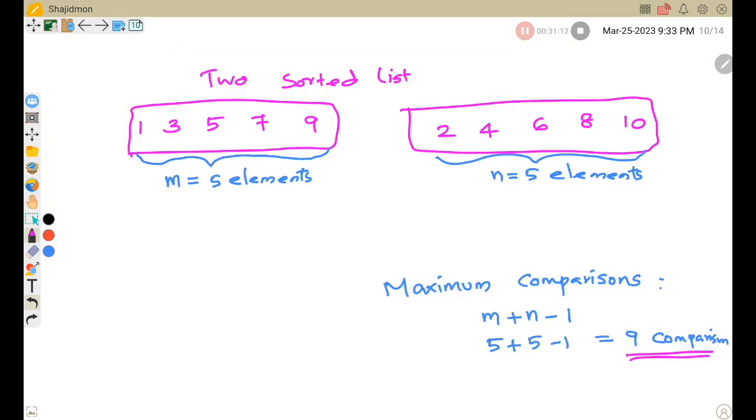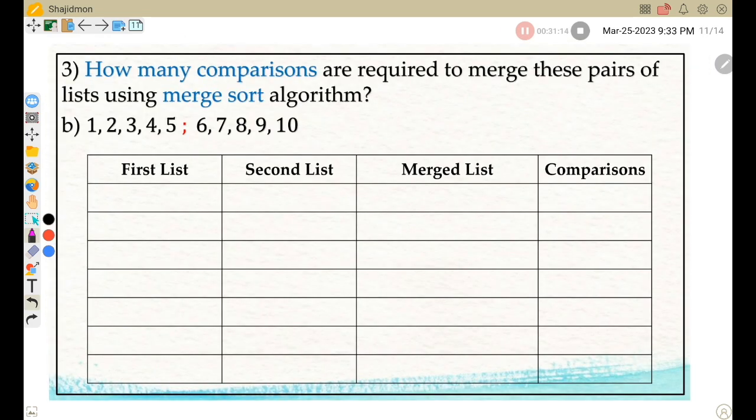Now one more question, we will do the same model. How many comparisons are required here? How many comparisons are required to merge this pair of lists using the merge sort algorithm? 1, 3, 4, 5, 6, 7, 8, 9, 10, correct? So first we will check maximum how many comparisons are needed. What was the first list?